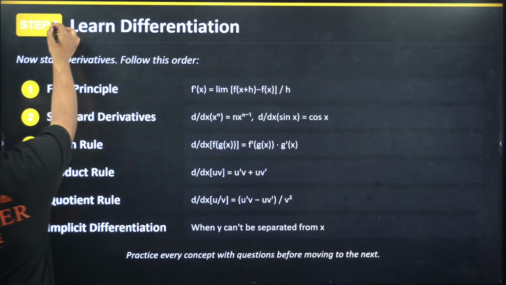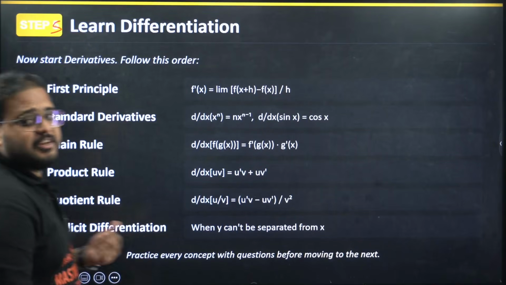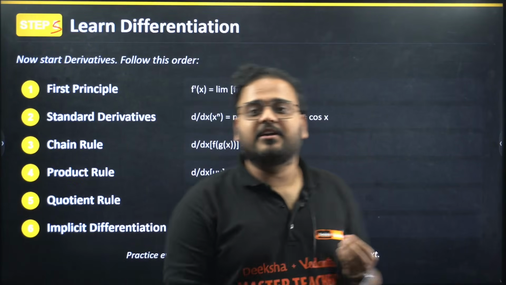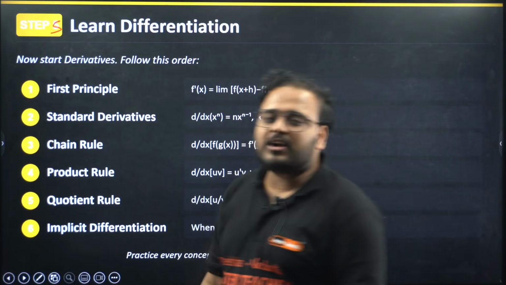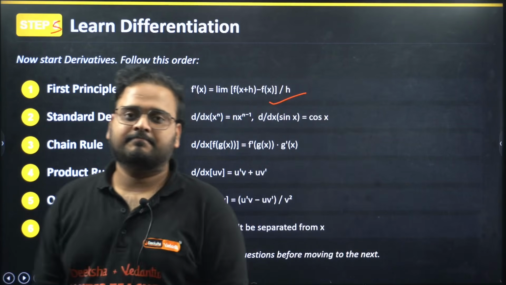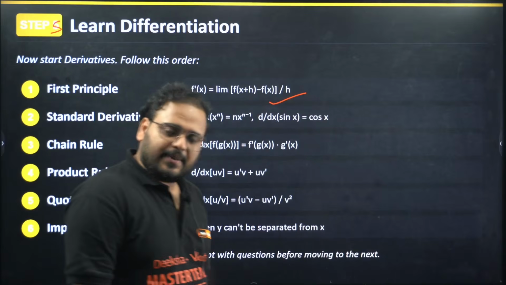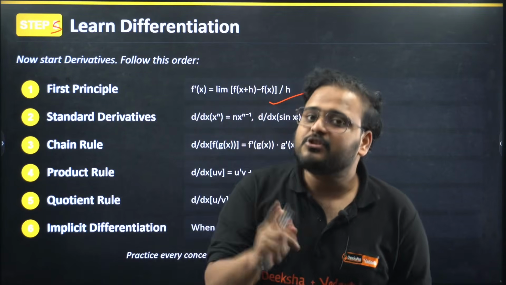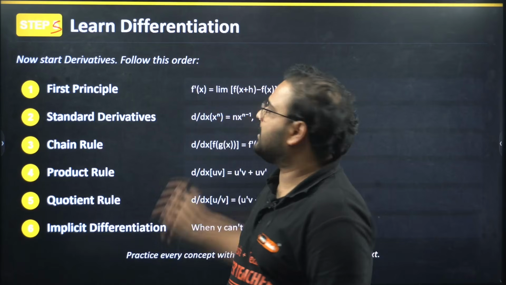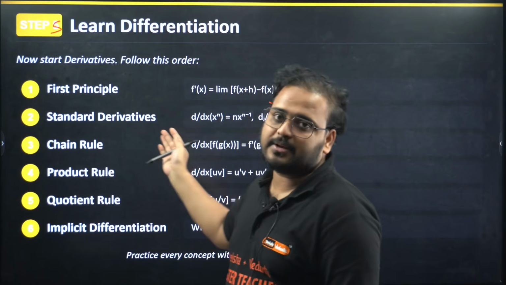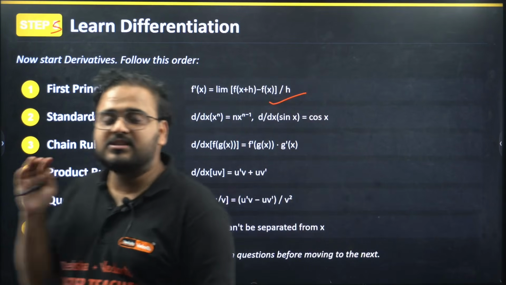Step number 5. Learn differentiation. Next step is to learn differentiation. Everybody ignores this. What if a direct question comes on differentiability in your boards? Will you skip it? Board means you have to write the steps. If you don't have the first principle condition with you, you will lose marks over there. So please understand, you need to learn this as well.